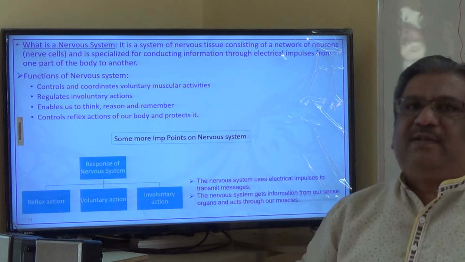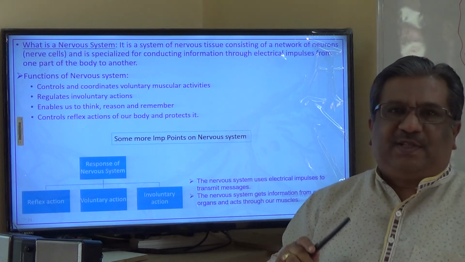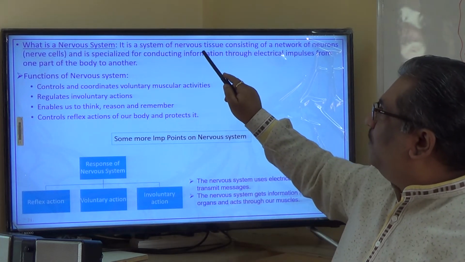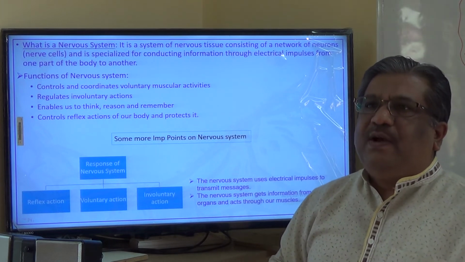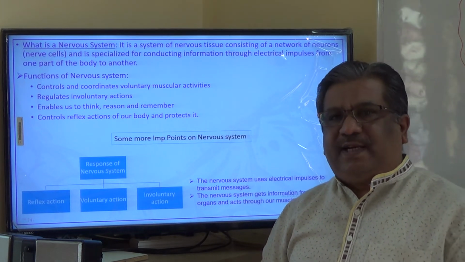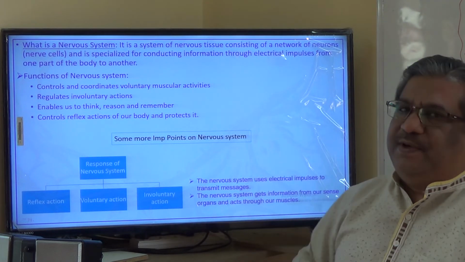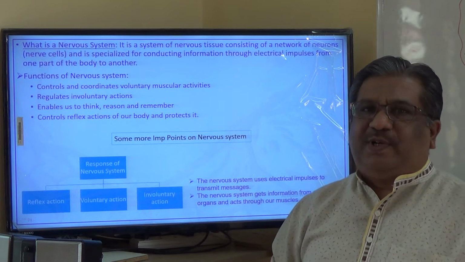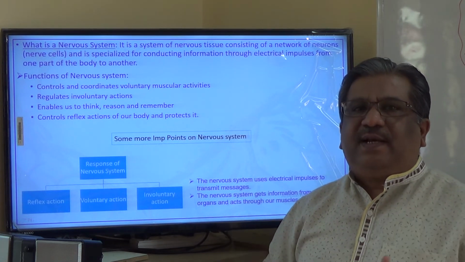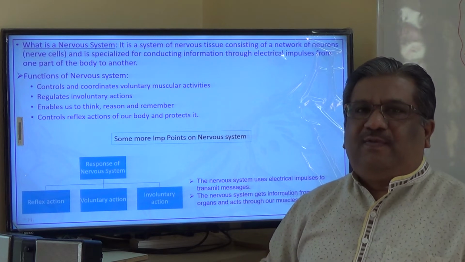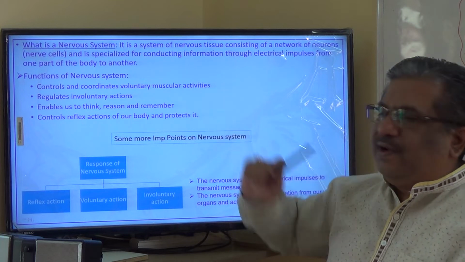So what are the keywords in defining the nervous system? First of all, it is a nervous tissue. It is a system of nervous tissue consisting of a network of neurons, and that is specialized for conducting information in the form of electrical impulses from one part of the body to another part of the body. So good definition, you have to note it down.